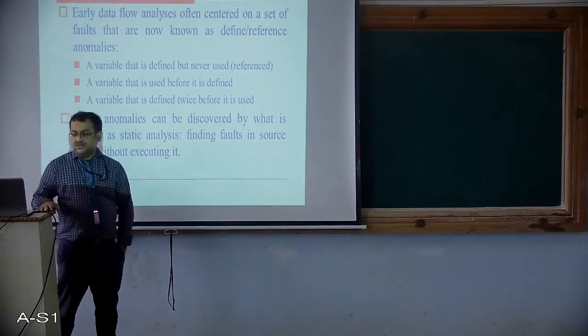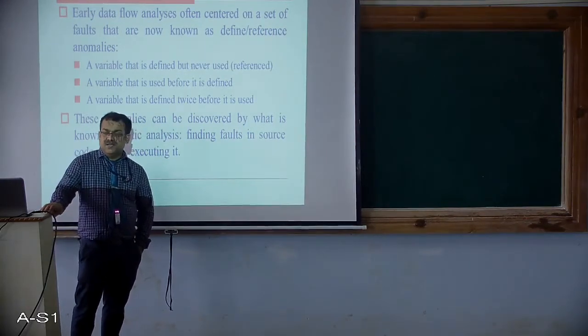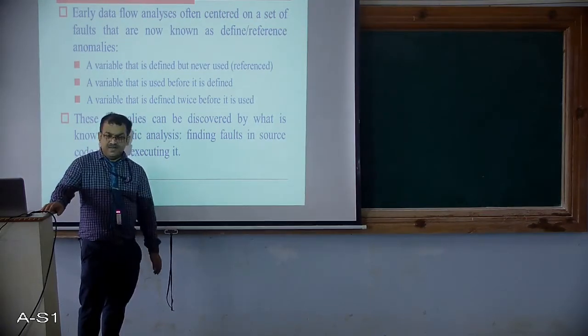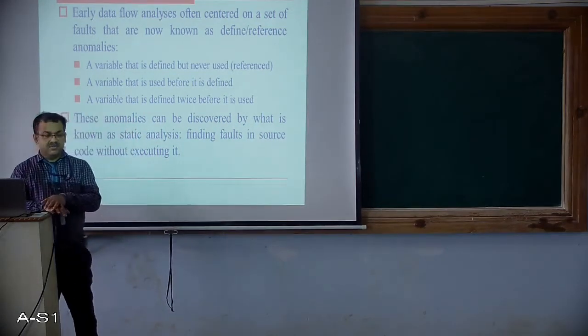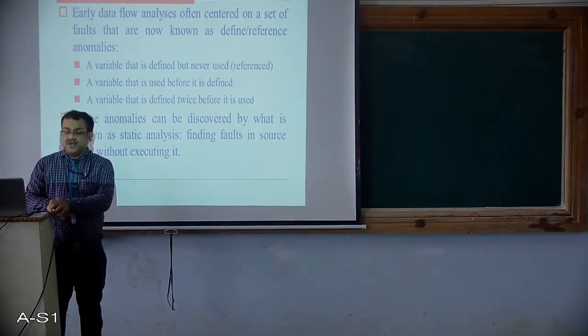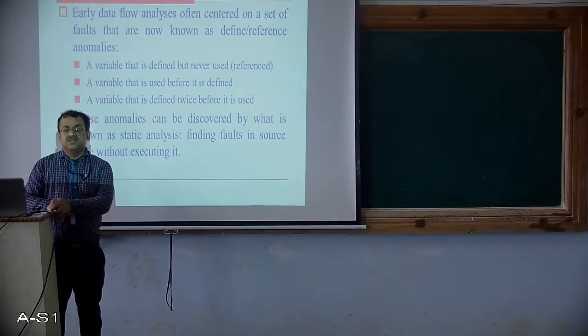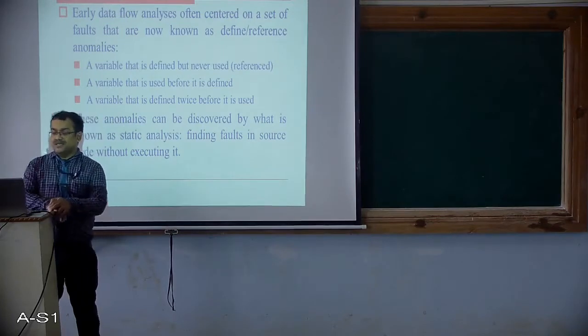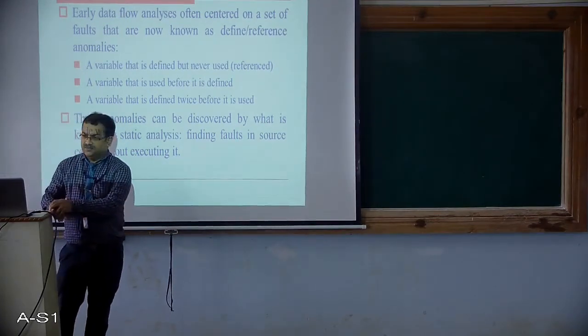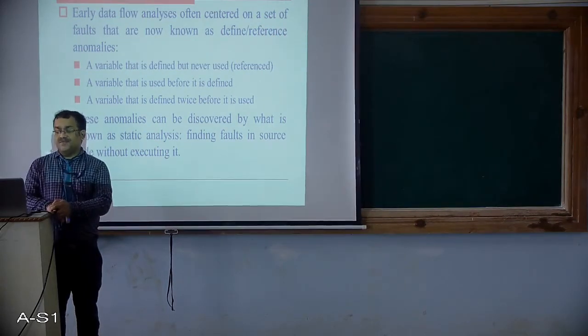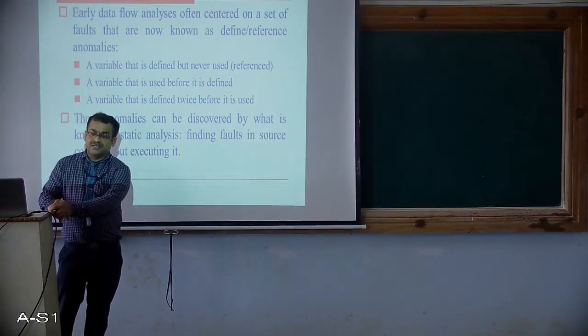A variable that is used before it is defined. If you are using a variable before it is defined, that anomaly will be identified through the data flow testing methodology. A variable that is defined twice before it is used. If you are defining a variable twice before it is used, that kind of anomaly will also be identified. These anomalies can be discovered by what is known as static analysis. So what is static analysis? That is finding faults in source code without executing it.